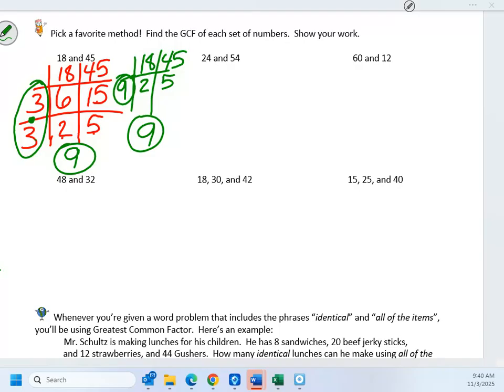So we've got 5 more sets of numbers that you need to find the greatest common factor for. Use whichever method you want, but be careful that you're using it correctly. If you're doing the listing method, list every single factor of that number. You don't want to miss any of those factor pairs because you might miss the greatest common factor. Okay. You can come and check with me if you're doing it correctly.